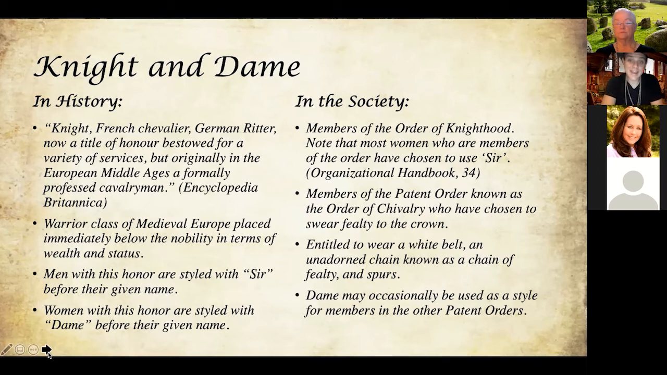In the society, these are the members of the Order of Knighthood, which is a subsection of the Order of the Chivalry, who have chosen to swear fealty. As such, they are members of the Patent Order, and by that hold a patent of arms. They bear a white belt, an unadorned chain, known as a chain of fealty, symbolizing the bond that they make with their crown, as well as spurs.